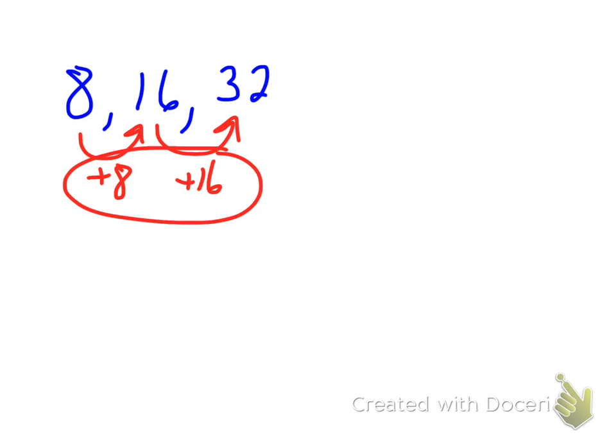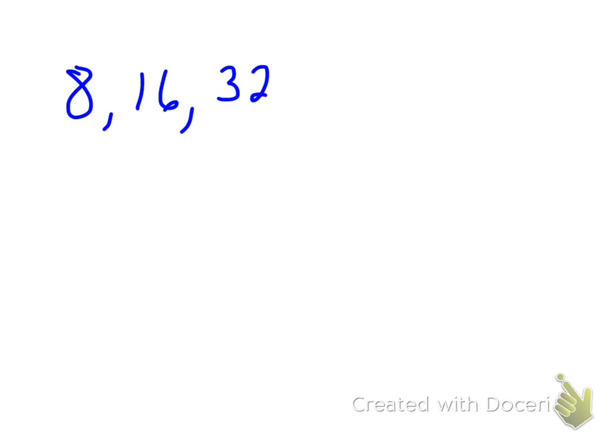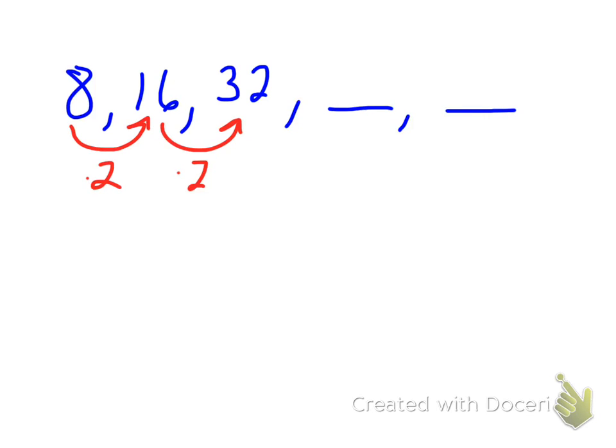So now I want to think about geometric. So do I have a multiplier to get from 8 to 16? 8 times 2 is 16, and 16 times 2 is going to be 32. So if I wanted to figure out the next few, I would take 32 times 2 and get 64, and multiply times 2 to get 128.